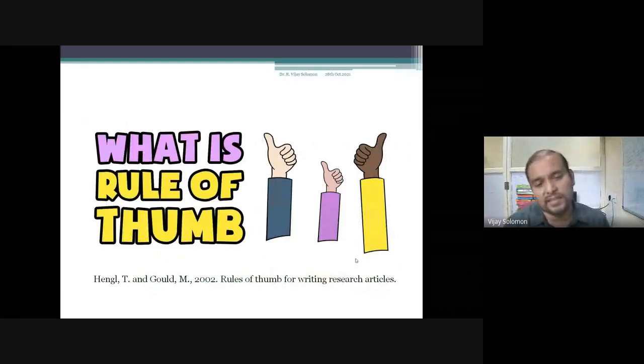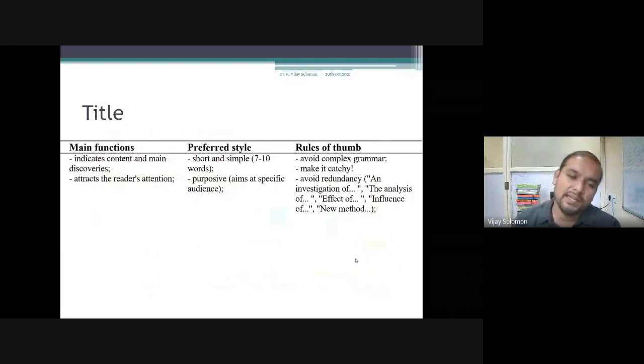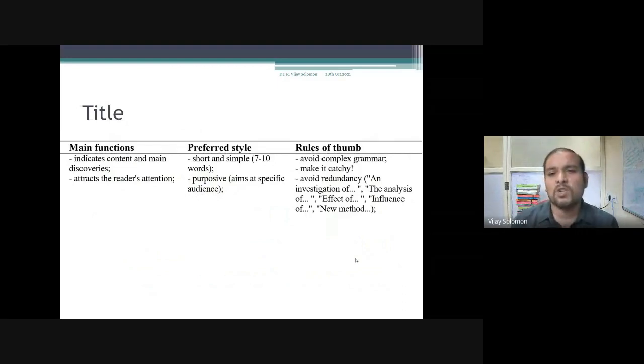Let me start with the title. A title indicates the content and main discoveries. As I mentioned, it should talk about the purpose and scope of the work. The preferred style is short and simple, 7 to 10 words. Most journals prefer not exceeding 16 words. It should be purposive and aimed at a specific audience. It should not be too general.